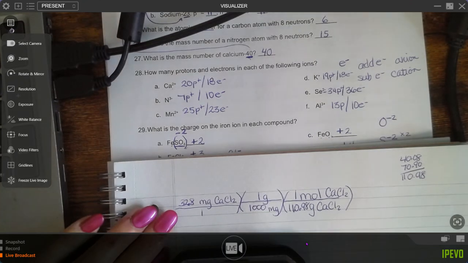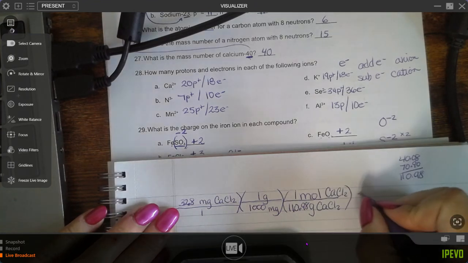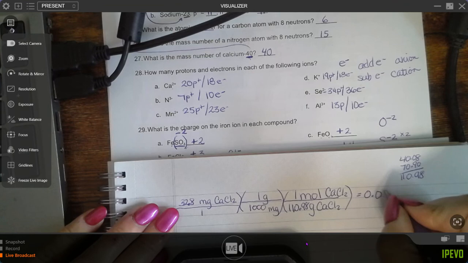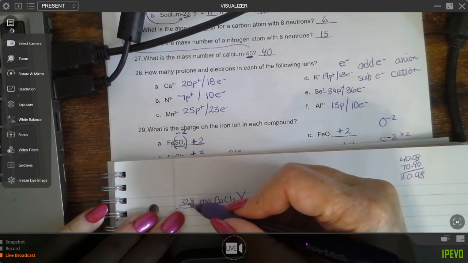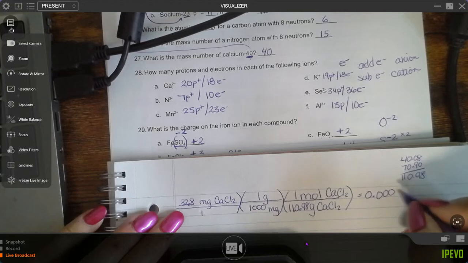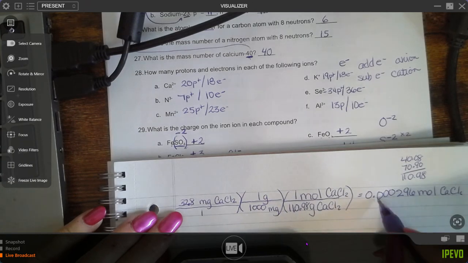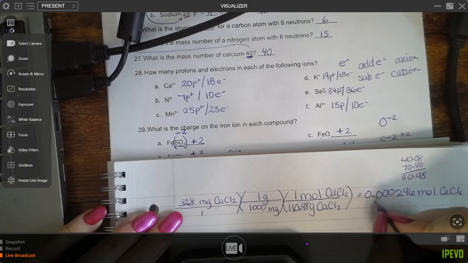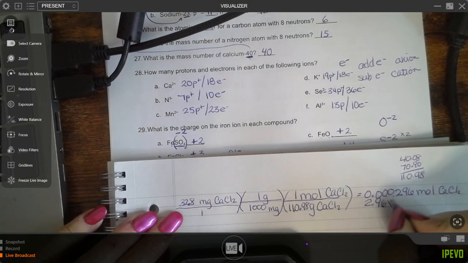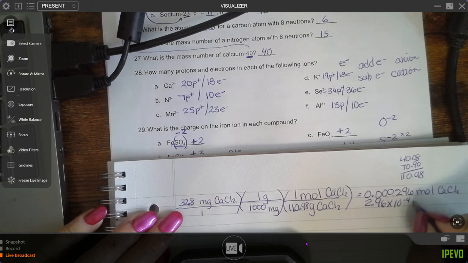So 32.8 divided by 1,000, and then divided by 110.98. That gives me 0.000, and I can have 3 sig figs, so 296 moles of calcium chloride. If you want, you can write this in scientific notation: 2.96 times 10 to the negative 4th moles of calcium chloride.